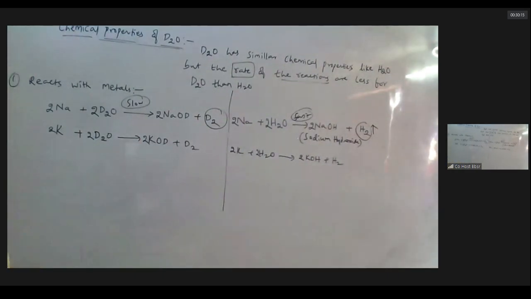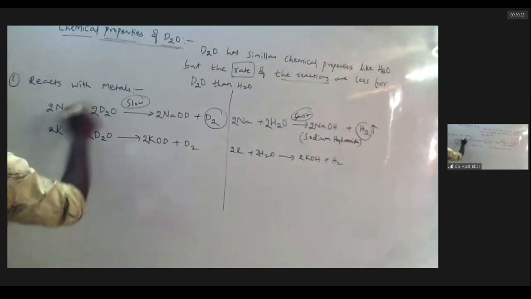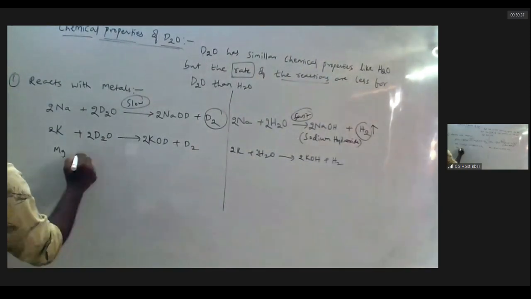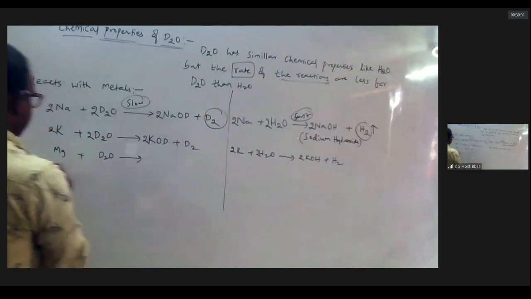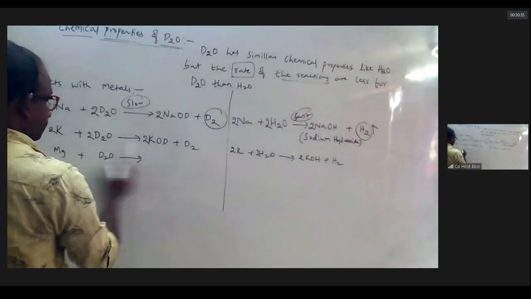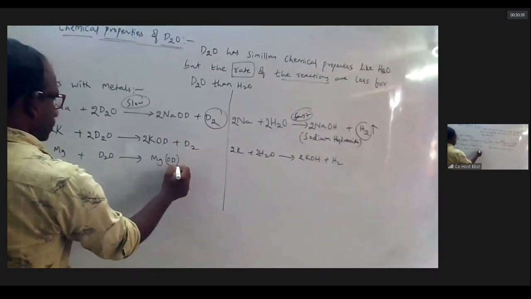Which is the slow reaction? This is the slow reaction. This is the fast reaction. These are first group elements, first group metals. And if you see, magnesium is a second group element. D2O, Mg, okay. On reacting with D2O, Mg(OD) taken twice.